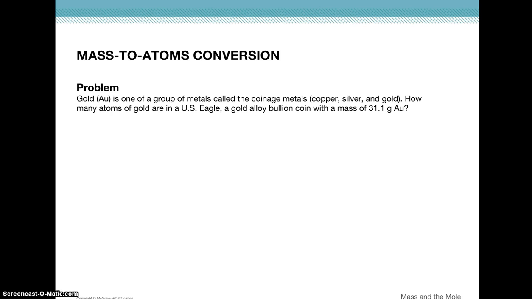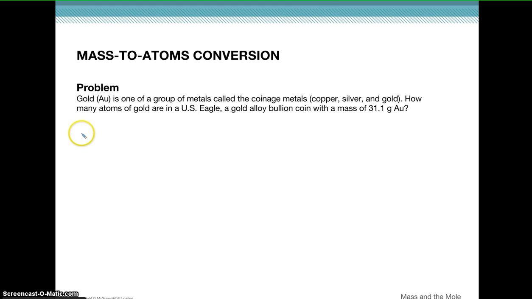Next example. Gold is one of a group of metals called the coinage metals. How many atoms of gold are in a U.S. eagle, which is a coin that has a mass of 31.1 grams of Au? This time we have grams, but we're asked how many atoms. So we're going to have to use more than one conversion factor here, and that's where that flow chart could come in handy.